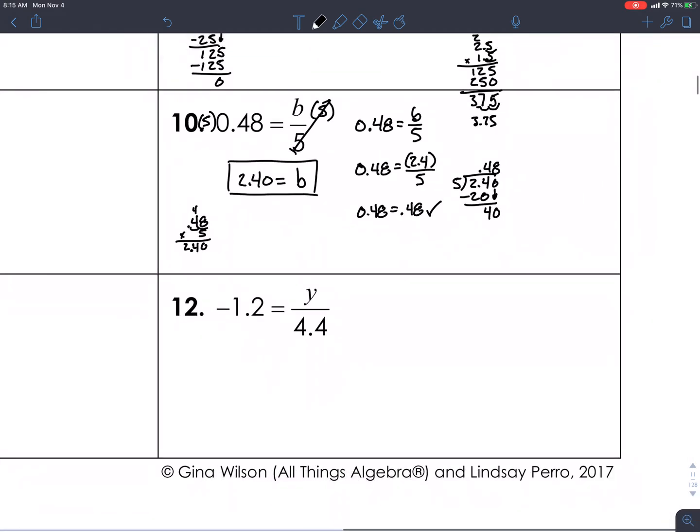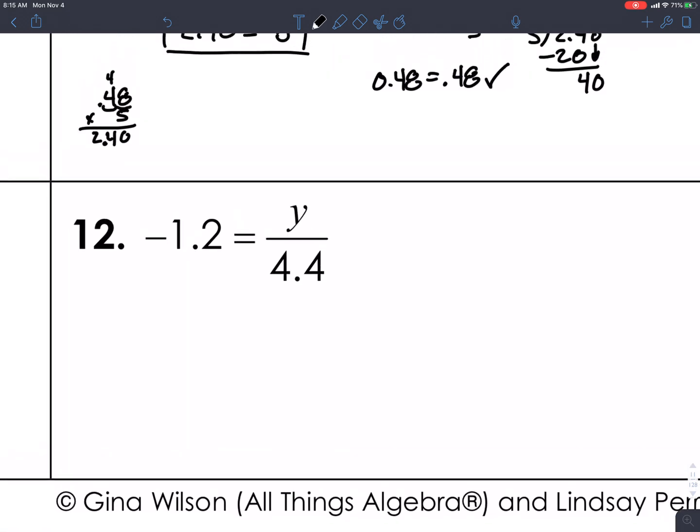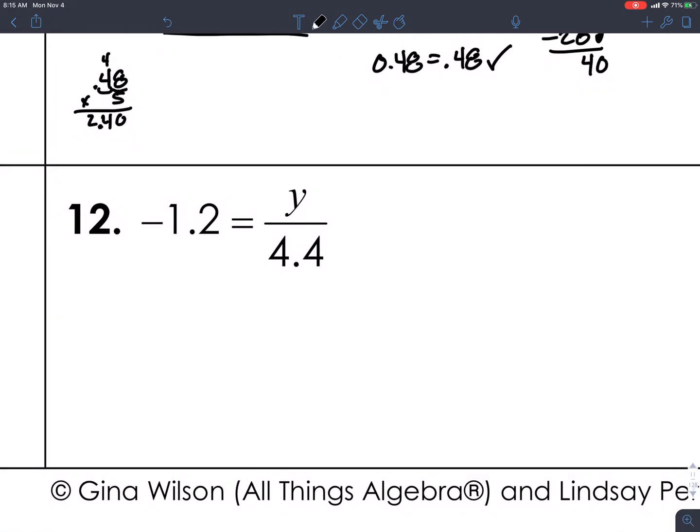Let's see. Go ahead and we'll do this last problem. I got negative 1.2 is equal to y divided by 4.4. Well, what's being done to y? Division. We're dividing by 4.4. So what do we need to do? What's the opposite of division?